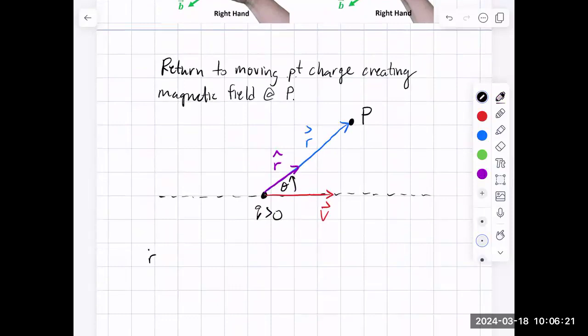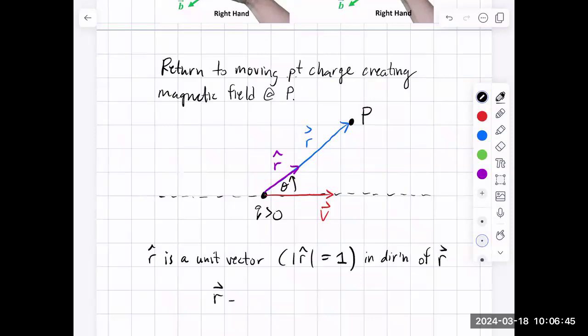So R hat is a unit vector. What unit vector means, of course, is that the length of R hat is just equal to 1. And it is in the direction of R. Specifically, we could write that the position vector is some length R, whatever the length of that blue vector is, times R hat, where R hat is specifying the direction.